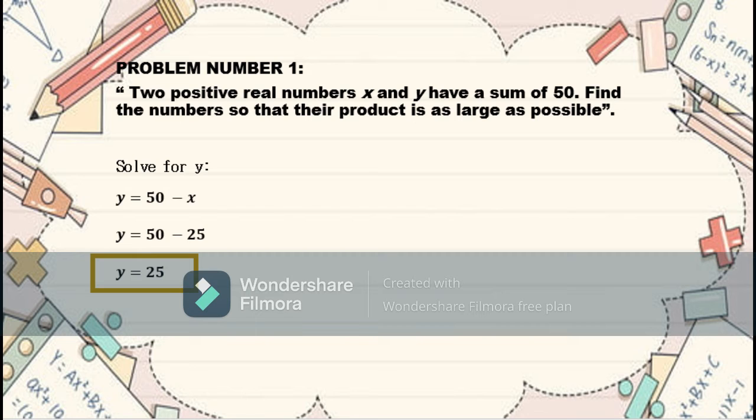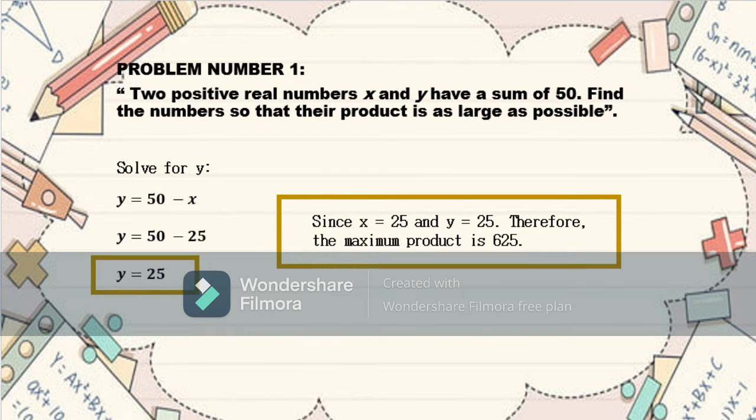After successfully following the steps, we are now going to state the maximum product of the two numbers by saying, since x equals 25 and y equals 25, therefore the maximum product is 625.